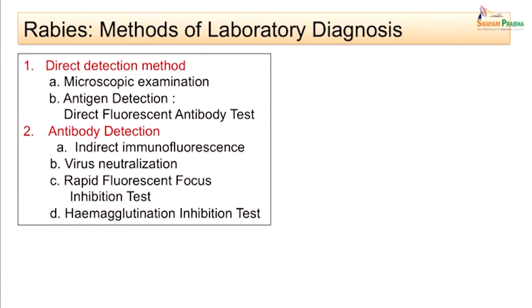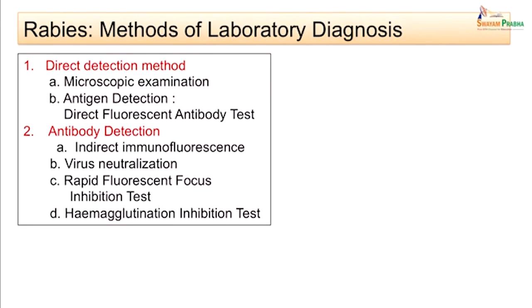So the direct detection method includes microscopic examination of material like brain tissue, which can be stained with a routine H&E stain, or which can also be stained with special stains like Seller's technique, which uses methylene blue and basic fuchsin. So in microscopic examination, the encephalitic changes can be observed, and in special stains or even in routine stains, the presence of intracytoplasmic inclusion bodies can be used for the diagnosis.